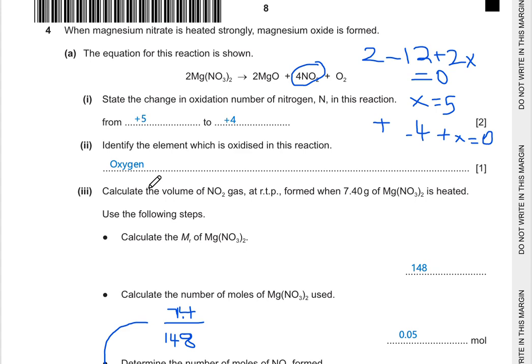Identify the element which is oxidized in this reaction. Now we can be sure that magnesium is not oxidized. We can be sure that nitrogen is not oxidized. So what is the other element that could be the one oxidized? It is oxygen. Why do we know that magnesium or nitrogen were not oxidized? That's because neither of them gained oxygen. They actually lost oxygen. So the only element which was oxidized in this reaction was actually oxygen.